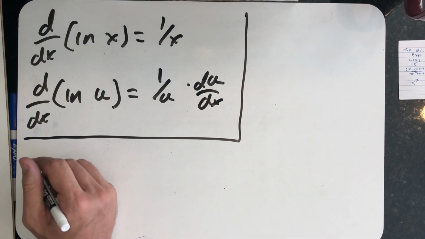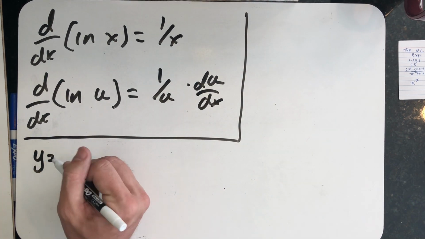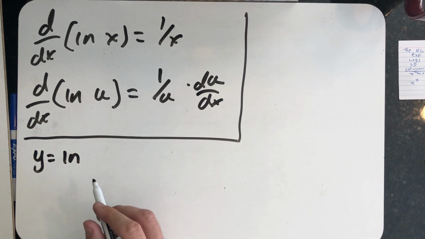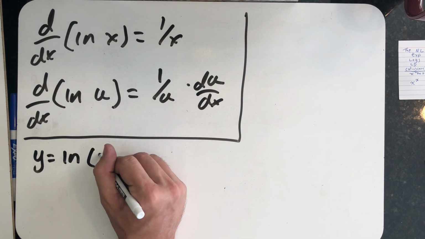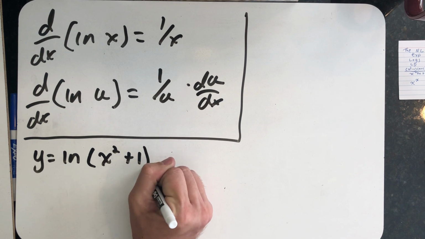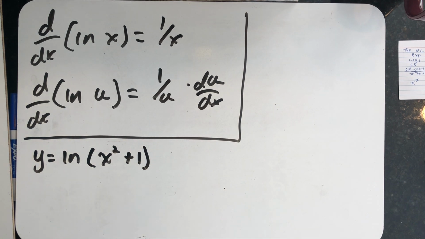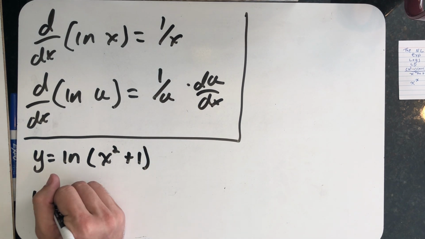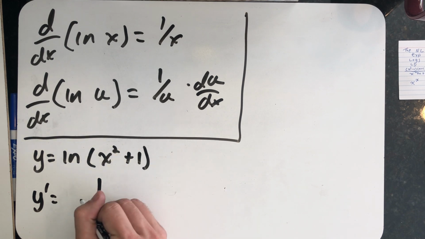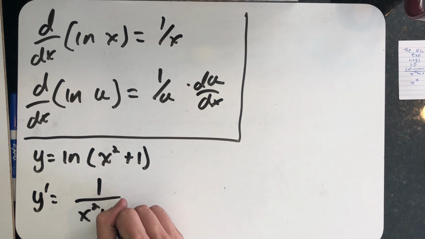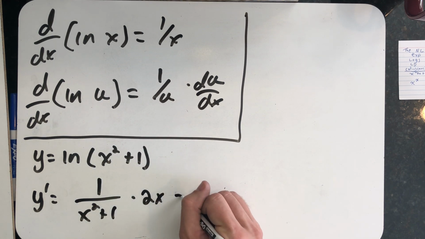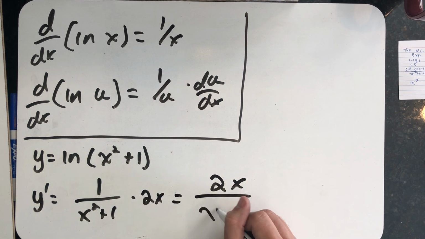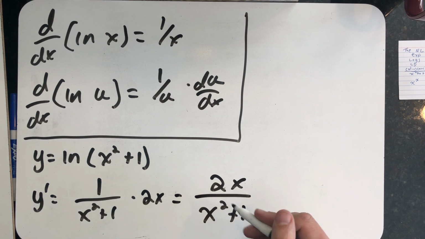So as a quick example, if I had the natural log of x squared plus 1, the derivative of that would have to be 1 over u, so 1 over x squared plus 1, times the derivative of u, so 2x. 2x over x squared plus 1. And I've taken the derivative of that function.